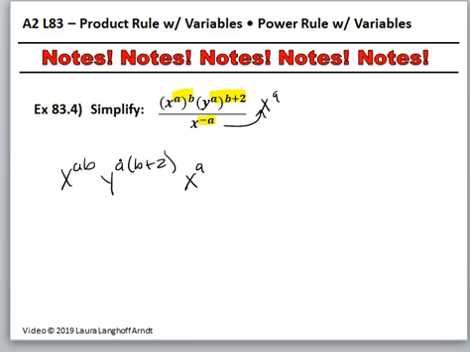Now, what is our rule? We're going to have to use distributive property for our y, and then we're multiplying this. So we have x to the, you could say, ab plus a. I can't combine those anymore. And then y to the ab plus 2a. Is there anything else we can do with that? No, there isn't. We are done.